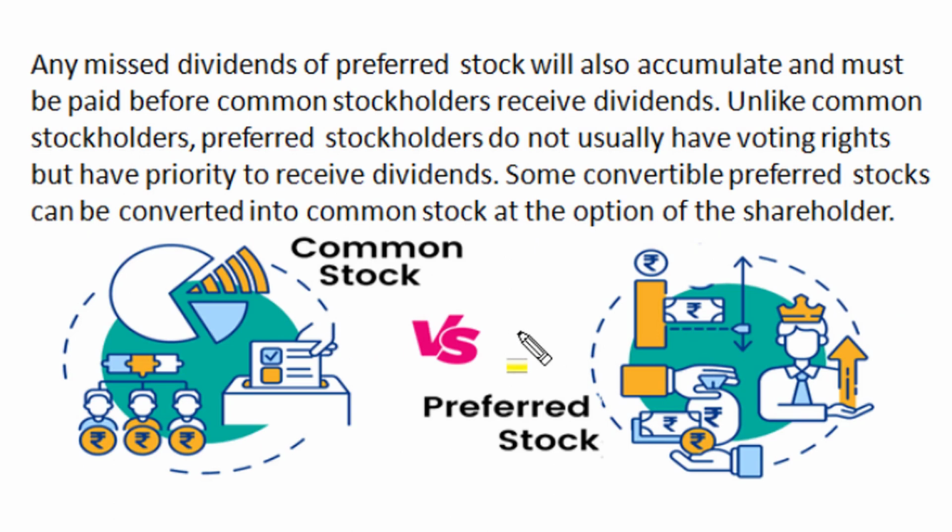In difficult conditions of business, when profit becomes limited, any missed dividend of such preferred stockholders will also accumulate, and it must be paid before a common stockholder receives its dividend. Unlike common stock investors who have voting rights in company affairs, these preferred stockholders won't have any voting right, but they have preference in fixed amount of dividend payments. Some companies also offer convertible preferred stock, and such preferred stock can be converted into common stock if the shareholder opts to do so.